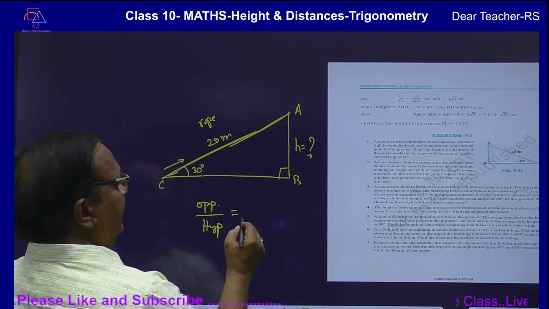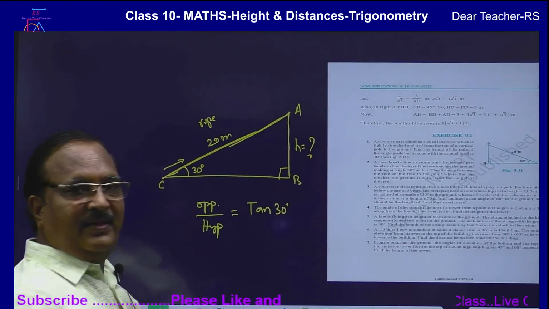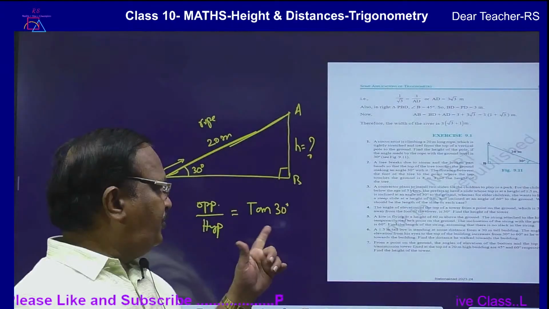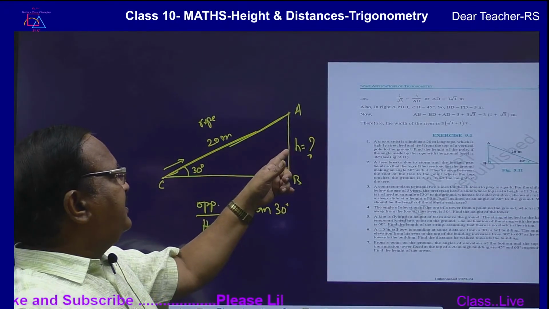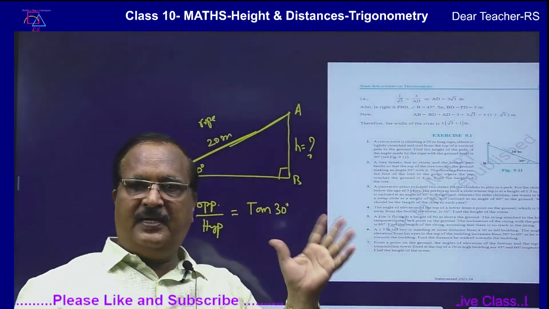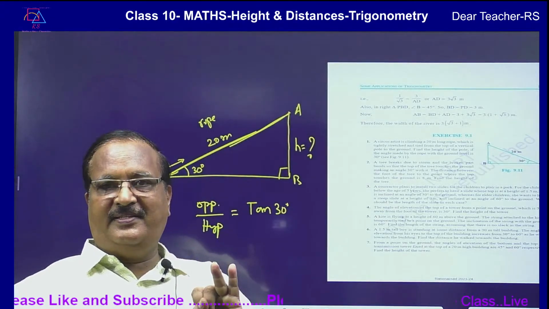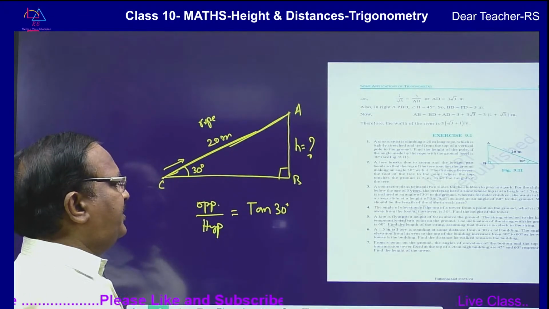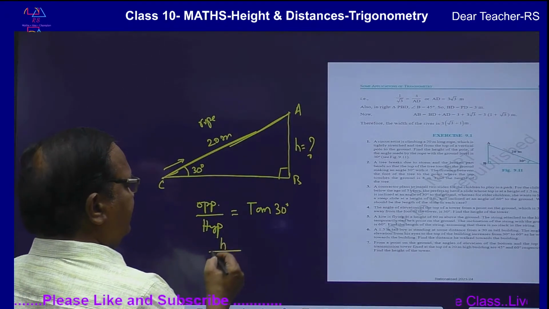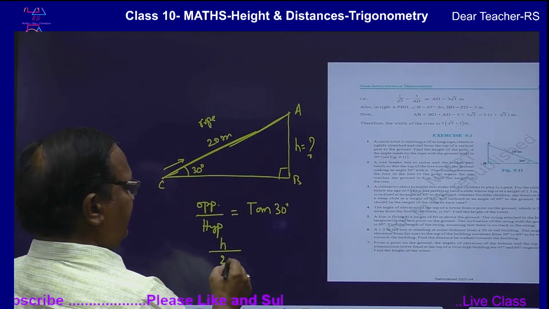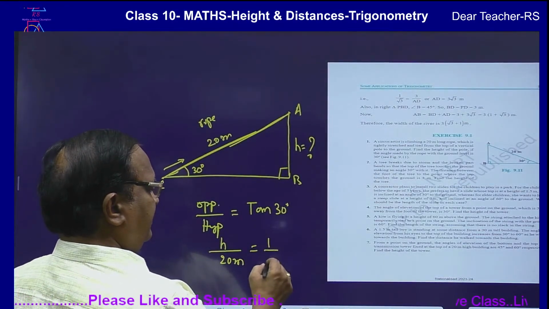Opposite by hypotenuse is nothing but sin 30 degrees. Now the trigonometric ratio is used because we are concerned with only the opposite side and hypotenuse. For opposite side and hypotenuse, we have only two ratios, one is sine and the other one is cosecant. So the ratio I have used is opposite by hypotenuse. Opposite we don't know, we have to find h. Hypotenuse we know, this is 20 meters. The value of the ratio for 30 degrees we also know, it is 1 upon root 3.